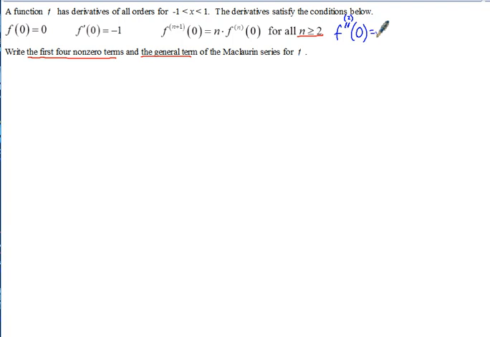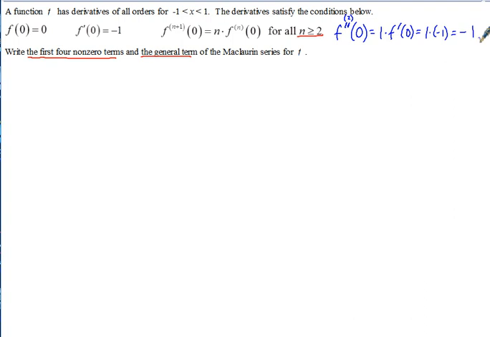Well, following this pattern, it's going to be n. Notice if this is 2 right here, n would have to be 1 to make this 2, right? So n would be 1 times, n is 1 again, so f prime, or the first derivative, at 0. Well, we know f prime of 0 they give us is negative 1, so this would be 1 times negative 1, giving you negative 1. So there's f double prime of 0.